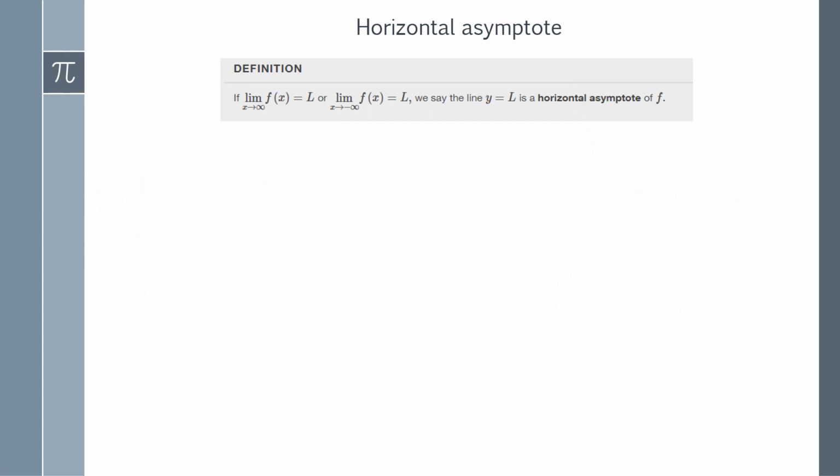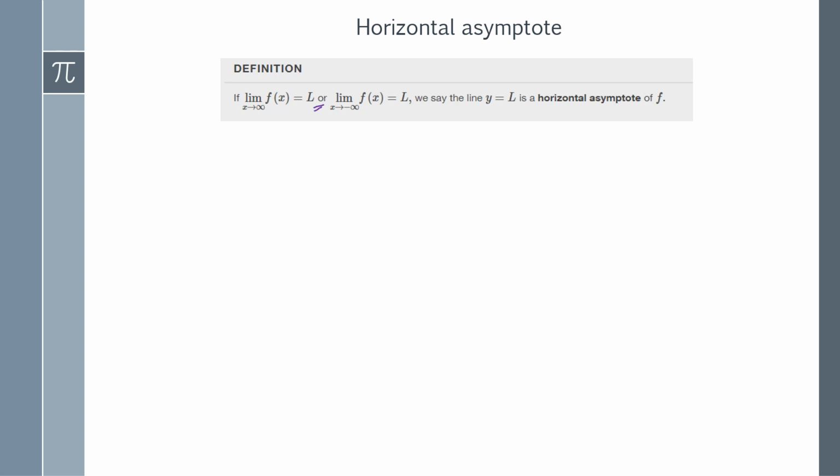Now we can define what a horizontal asymptote is in terms of limits. We say that if the limit of f as x goes to infinity is equal to L, or if the limit as x goes to negative infinity of f of x is equal to L, we say that the line y equals L is a horizontal asymptote of f. Now, why did I highlight that "or"? This is just to emphasize that this statement says either one of the limits or both.